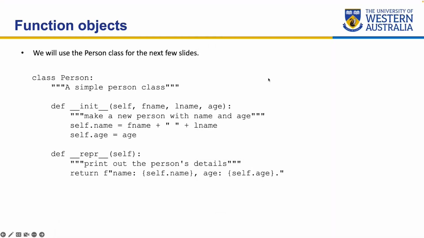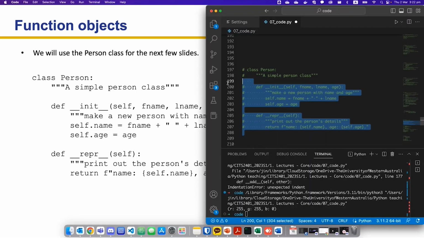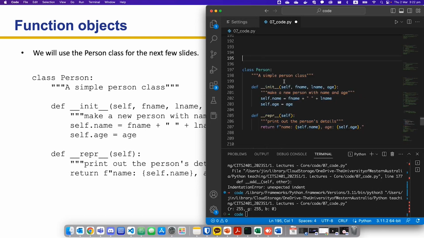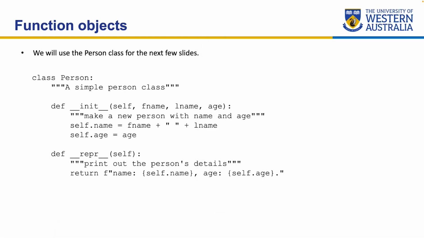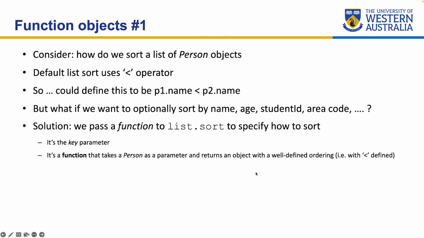Next, we're going to look at function objects. Let me explain better what I mean by function objects. For this one, we're going to use a particular class called person. Our person is here, and you can copy and paste this into your IDE. For example, we want to use functions on objects. For example, we want to sort a list of person objects.